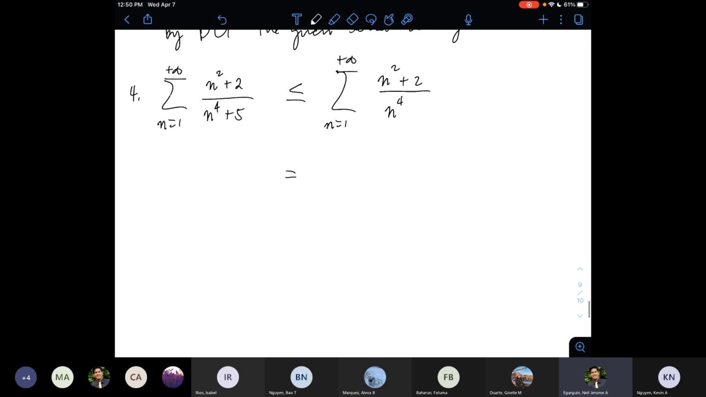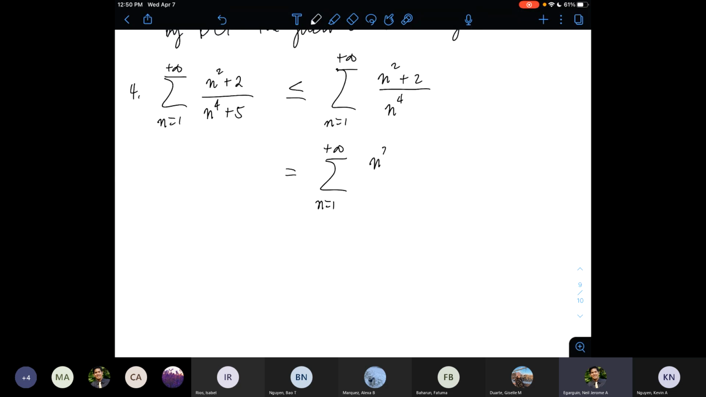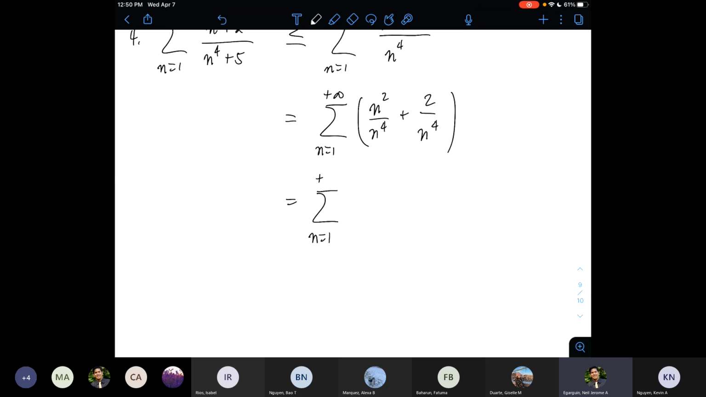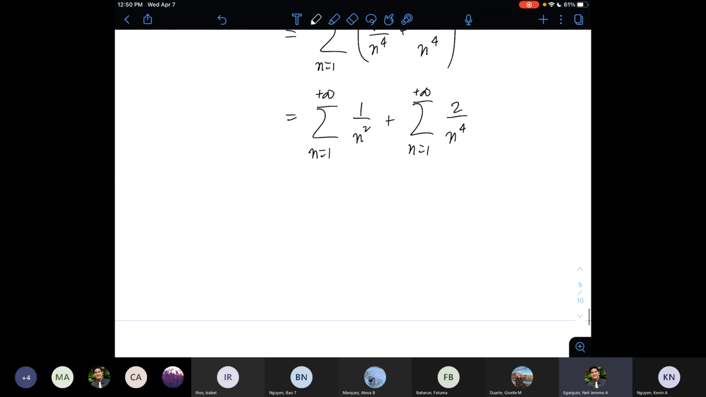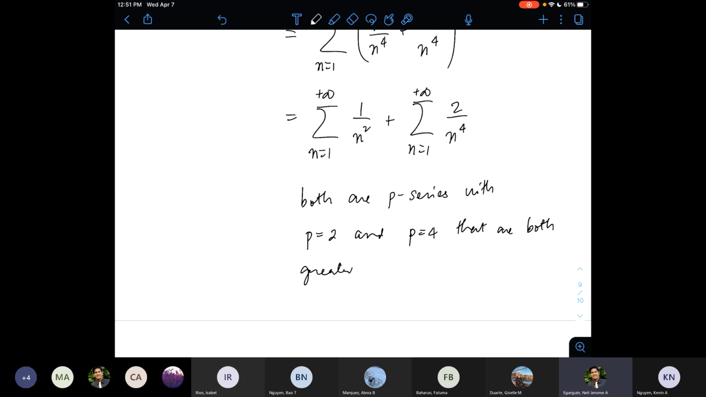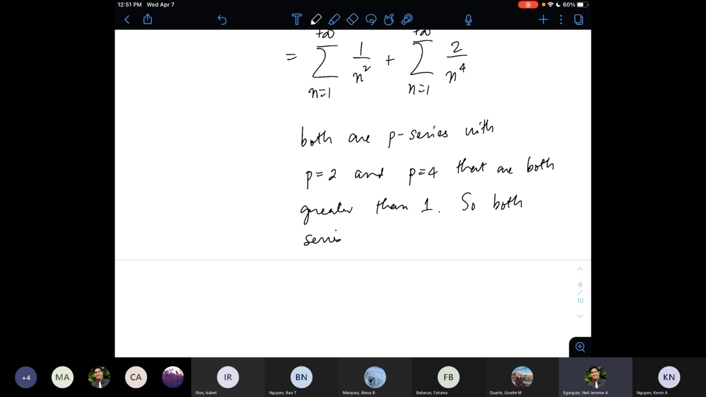But one trick you can use is this. We can write it as the sum from n equals 1 to infinity of n squared over n to the fourth plus 2 over n to the fourth, right? I split this up into these two fractions, and then I'll simplify. This guy simplifies to 1 over n squared. The second fraction is 2 over n to the fourth, right? And you see that both are p series with p equals 2 and p equals 4 that are both greater than 1. And remember, if your p series has p greater than 1, then they are convergent. So both series are convergent.